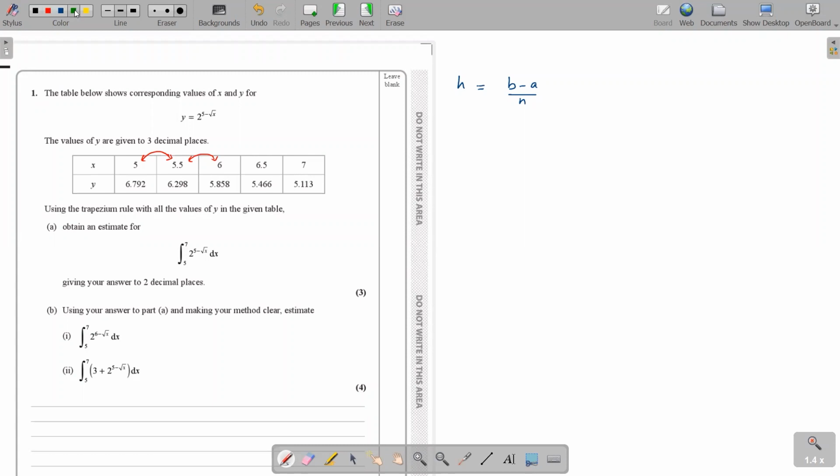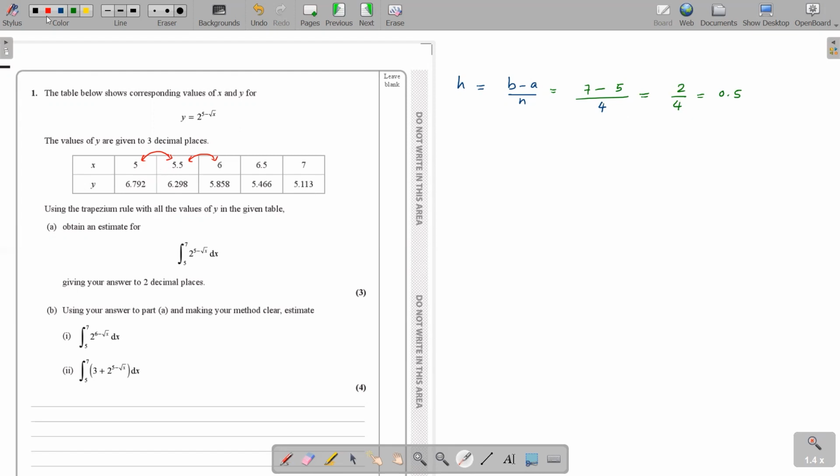The other way of getting h as 0.5 is b minus a divided by n. The ending x value is your b, the starting x value is your a, and n is the number of strips. Here we have 1, 2, 3, 4, 5 columns. 5 columns means there are 4 strips. So 7 minus 5 divided by 4: 7 minus 5 is 2, divided by 4 gives half, 0.5. So you could use this rule, or you could just observe the width of the strip directly, 5 to 5.5, a 0.5 gap.